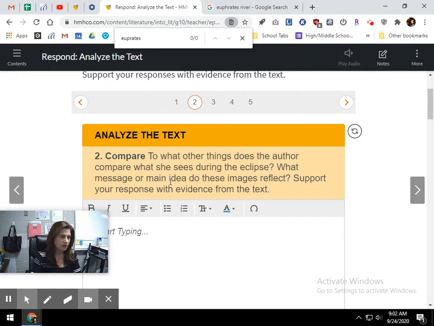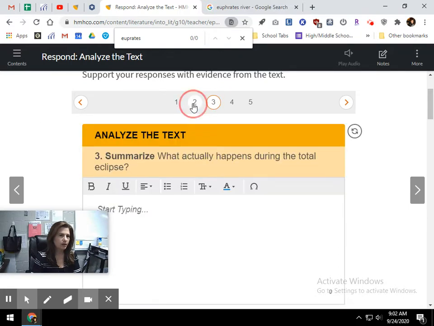And you can find another comparison. I would find at least 2. And what message, what is she trying to convey in this entire essay, really? What is she trying to convey by all of these wondrous, elaborate descriptions that she gives of what she's seeing? Oh, just one more thing.